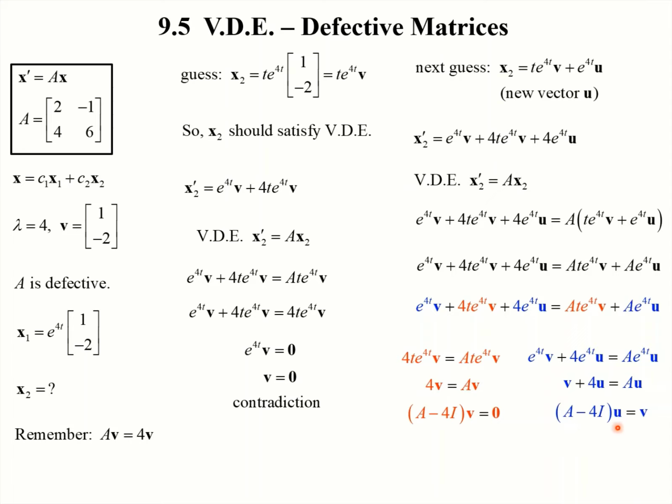So yes, we can find the new u, and that's what all of 9.5 is, the search for the new u. And so our answer then would be this right here. Here's C1.